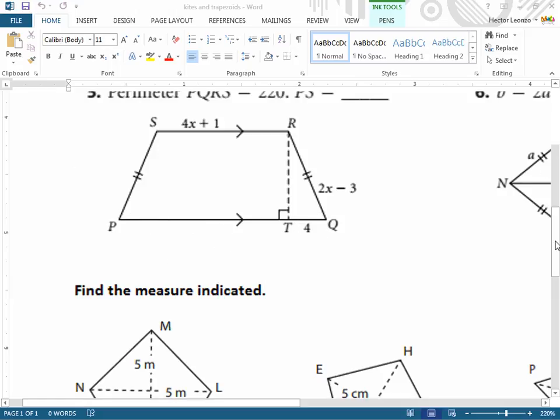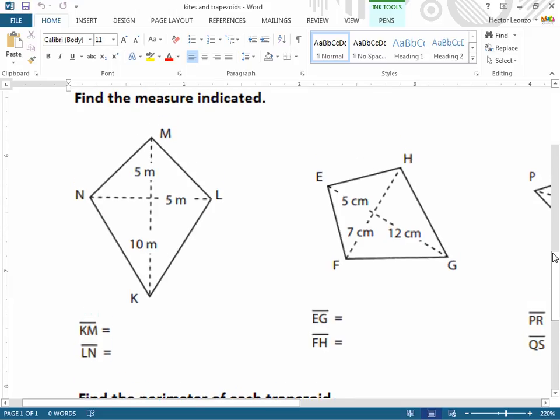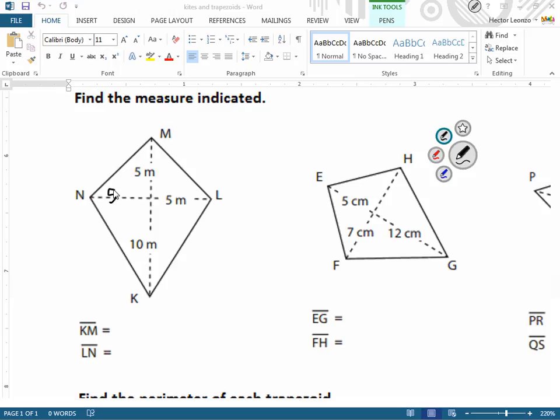Once again, you guys can finish the rest. Looking at the last 8 questions, I didn't number them, but you notice there are 4 on each row. The first 4 say find the measure indicated. I'm given that from M to the center is 5 meters, and from the center to the bottom is 10. So I see from the center to L is 5. This other side right here should also be 5, because I'm dealing with kites, and on a kite, the diagonal that connects the sides bisects. So I know that side is 5.